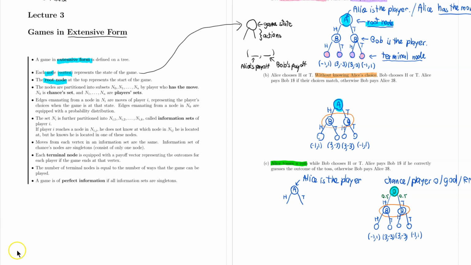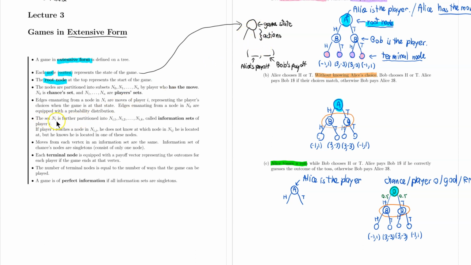Sometimes we will also have this chance set or the chance node, which is what we see in part C here. And then all the rest are the players' sets. Now, the edge that comes from each node represents the player's choice when the game is at that state. We saw earlier that at the start of the game here, because this is Alice's node, Alice has 2 possible choices, and for each of the nodes down here, Bob is the player and Bob has 2 possible choices. So the edge that comes from each state of the game represents the action that the player can take.